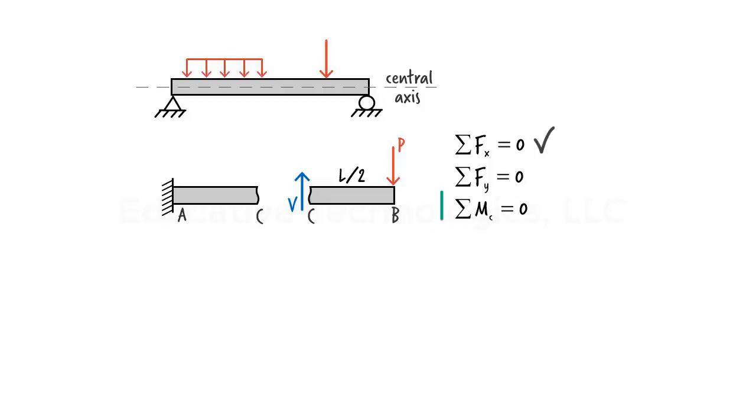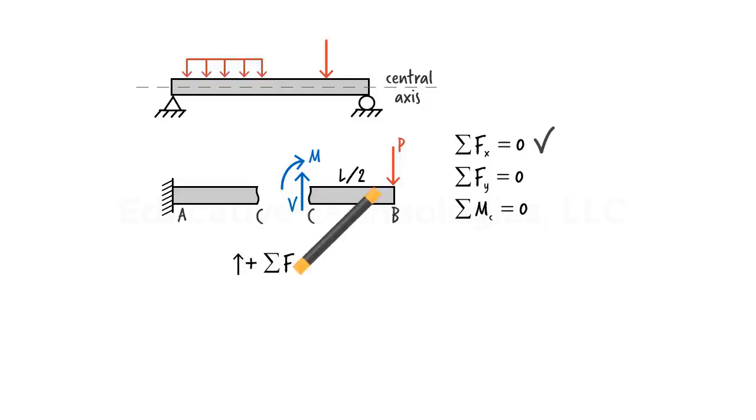To satisfy the third equilibrium equation, it is important to recognize that P creates a moment about point C. For the sum of the bending moments to be 0, a bending moment must be present at C. The magnitude of this moment must be equal to the magnitude of the moment that P creates about C. The two moments, however, must act in the opposite directions in order for their sum to be 0. Let's denote the bending moment at point C as m.